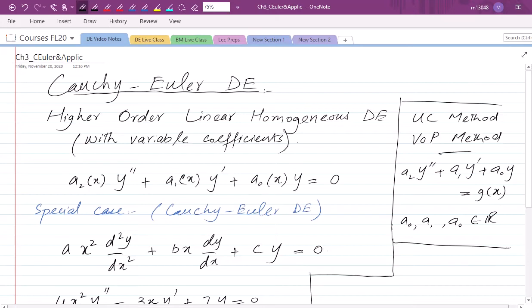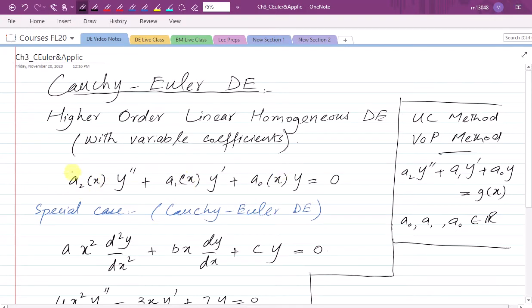Our next topic is Cauchy Euler differential equation. So far, we have been solving constant coefficient equations, so a2, a1, and a0 were real numbers. Now we are going to do our first variable coefficient equations.